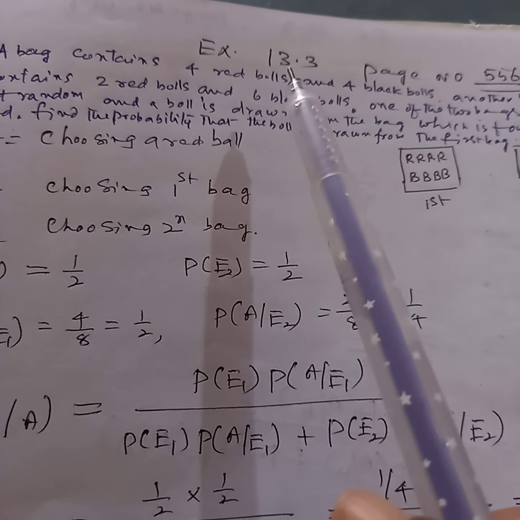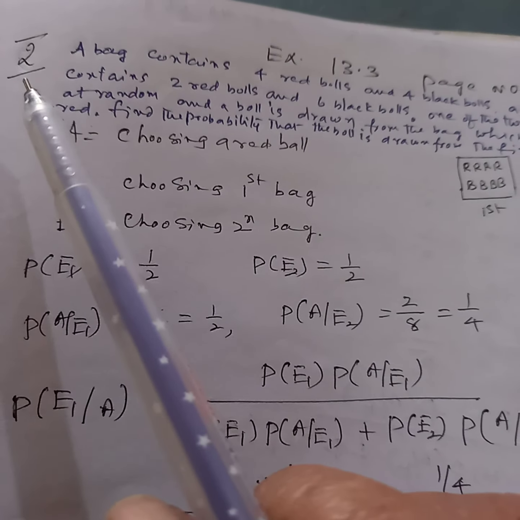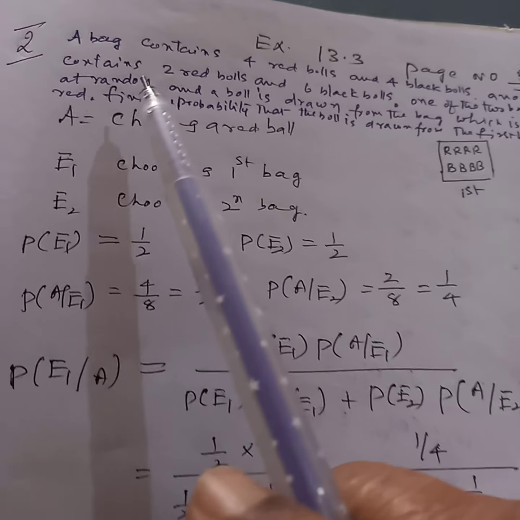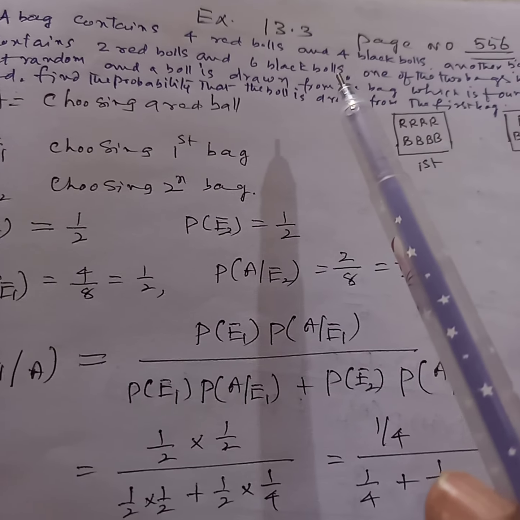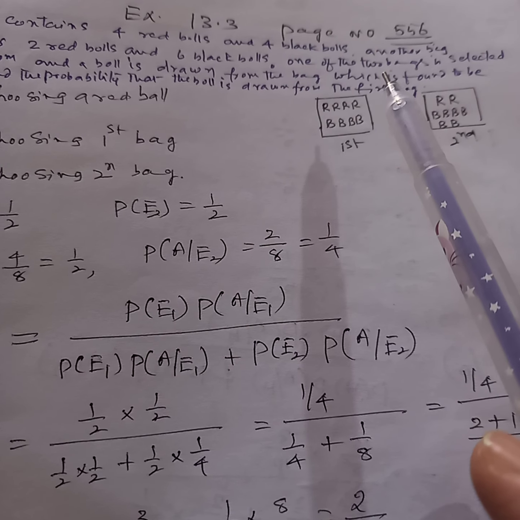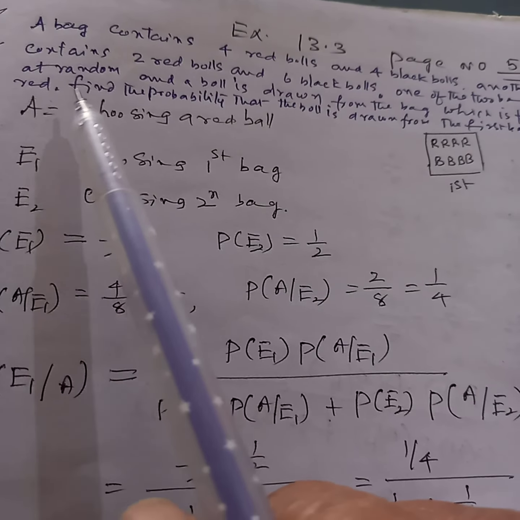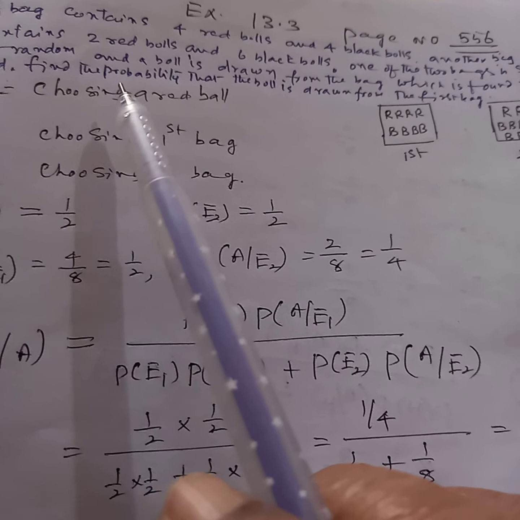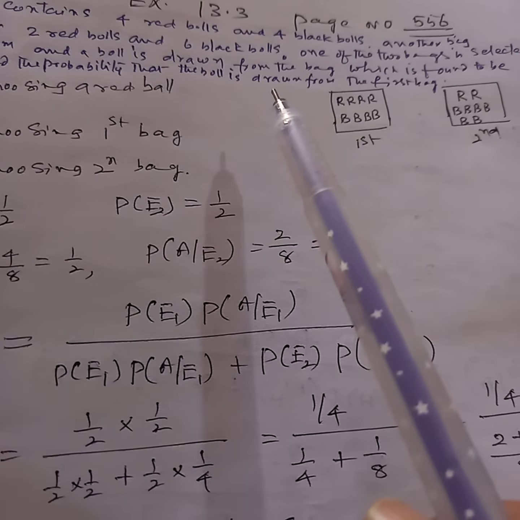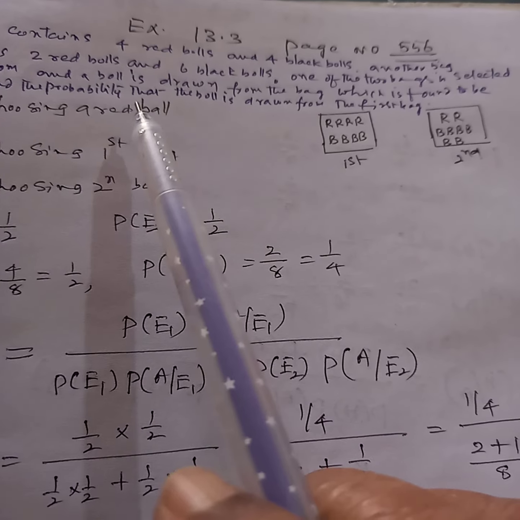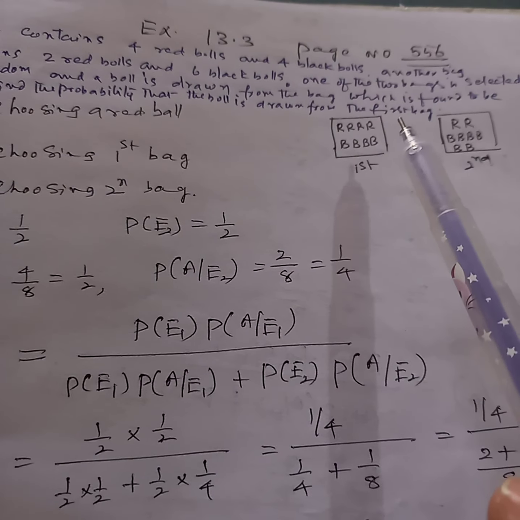Probability chapter, exercise 13.2, and the second problem. A bag contains 4 red balls and 4 black balls. Another bag contains 2 red balls and 6 black balls. One of the two bags is selected at random, and a ball is drawn from the bag, which is found to be red. Find the probability that the ball is drawn from the first bag. So we have to find out the probability that the ball has been drawn from the first bag.